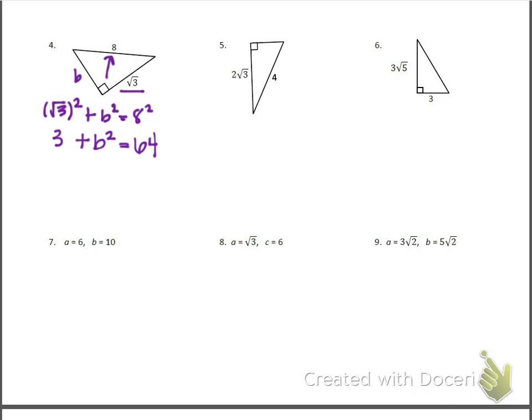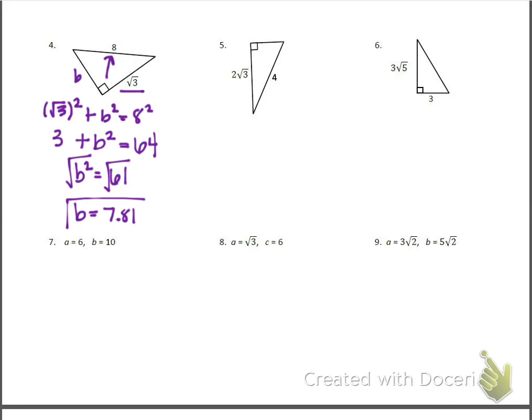64. I want you guys to finish this problem for me. What was your next step? Subtracted the 3 from both sides. And you got b squared equals? 61. Good, 61. And then, AJ, what did you do after that? Good. Square root each side, and you got b equals 7.81. You guys agree or disagree?